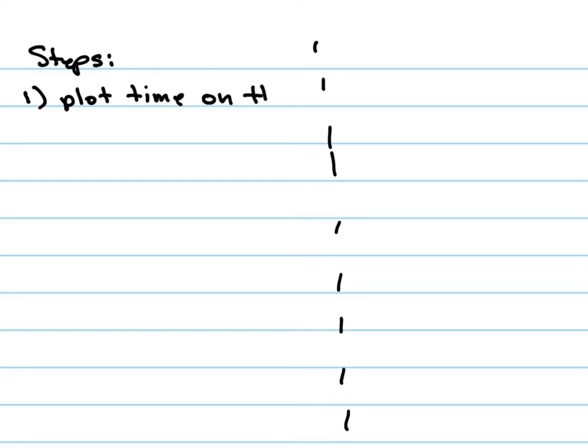So the steps that we need to follow in constructing these is that first, we always know that the time, whatever that is, is always plotted on the horizontal axis. So plot the time on the horizontal axis. And of course, horizontal axis simply means the flat one, the x-axis, right?